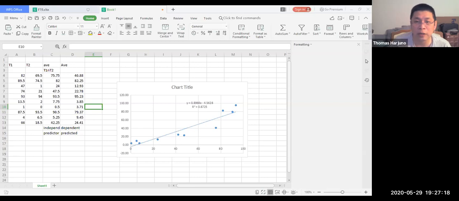I get 79, according to this data. And in actuality, that person ended up with 95.23. So it is also not correct to say that my prediction will always be an overestimate or always be an underestimate.